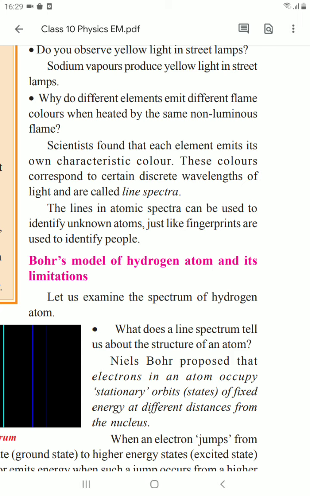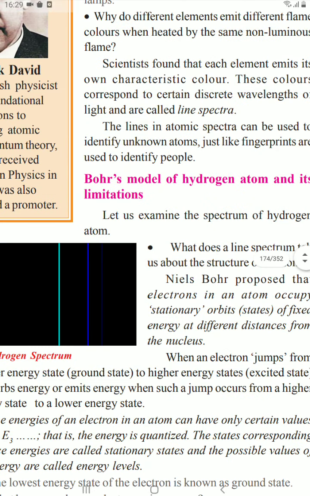By using this line spectra, we have Bohr's model of the atom, and some Sommerfeld atomic structures also. Those we can take up in the next class, children.